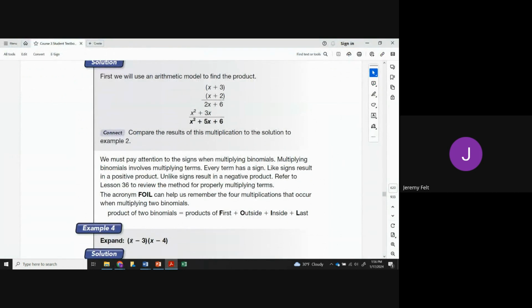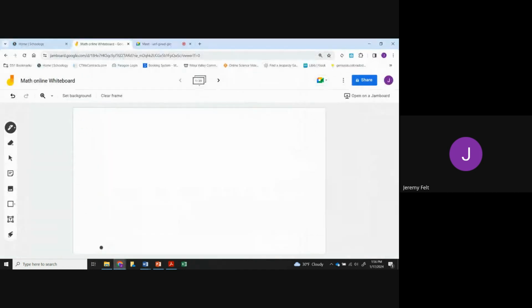All right, so we look at our two binomials. So we've worked with distribution where we have a number or a variable outside and we just multiply it by the 2 in here. But now we have a binomial times a binomial. So I go first, outside, in, last. So FOIL, that's where we get that from.